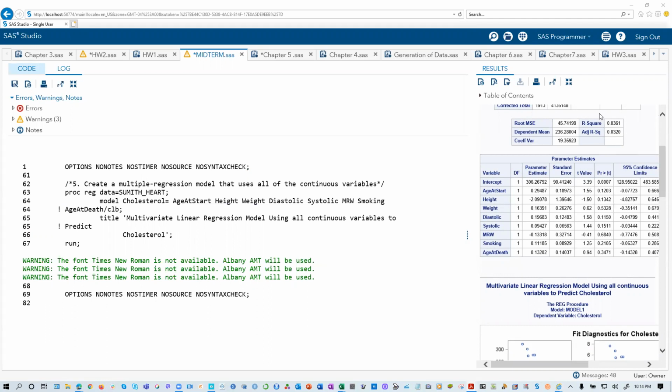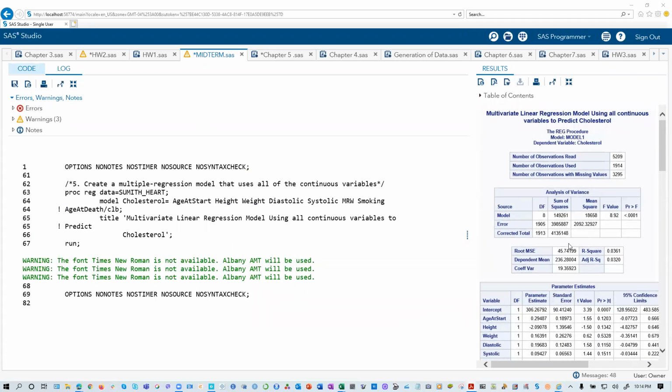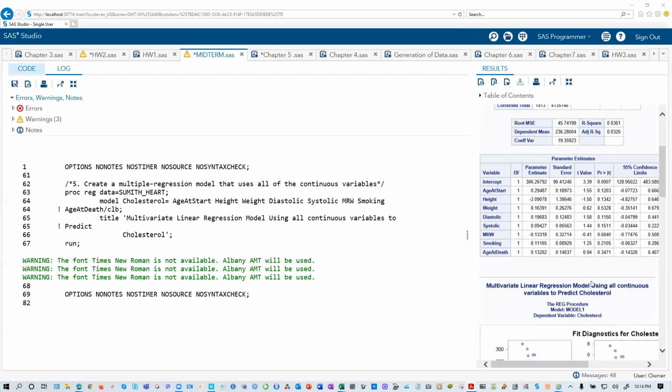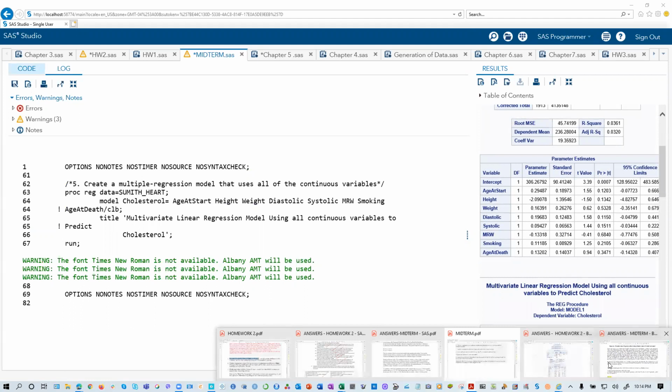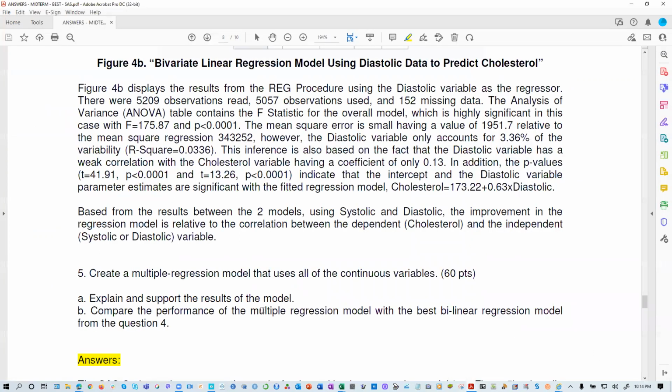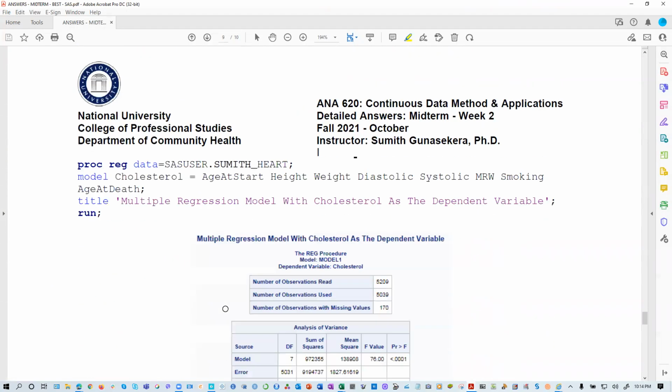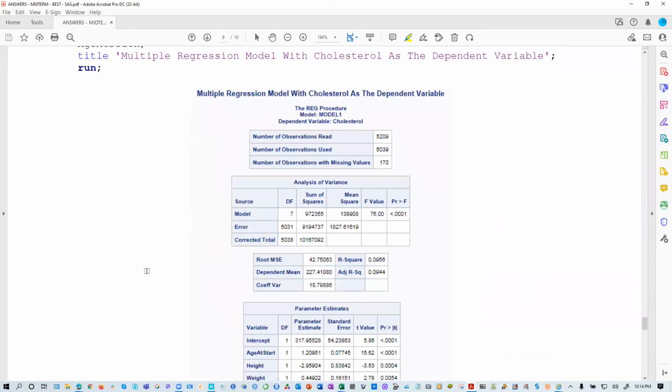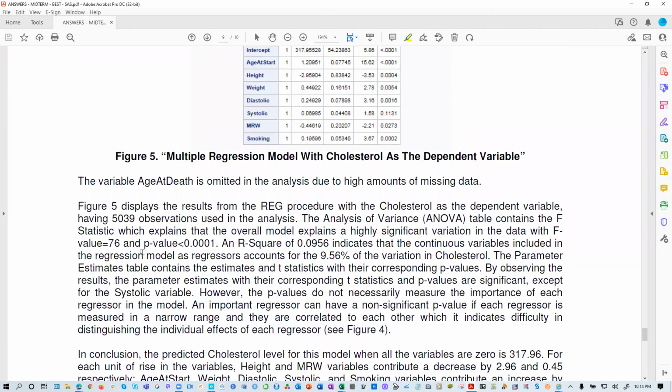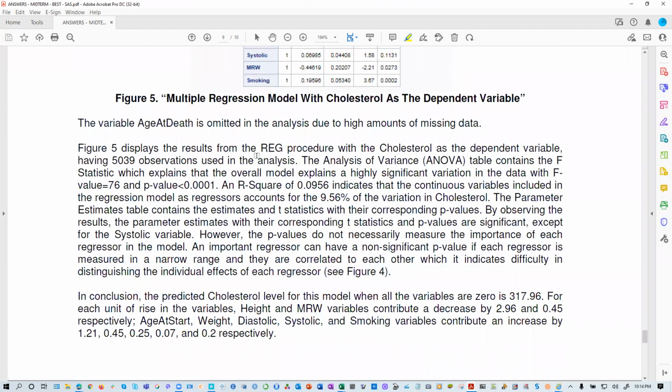And you see, again, not that much of an improvement. Okay. Then you can talk about that one too. Let's go ahead and look at that one. See, you put everything in, and then we got this result. Now, see, figure five displays this one.